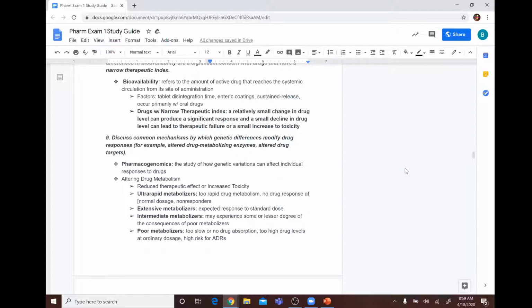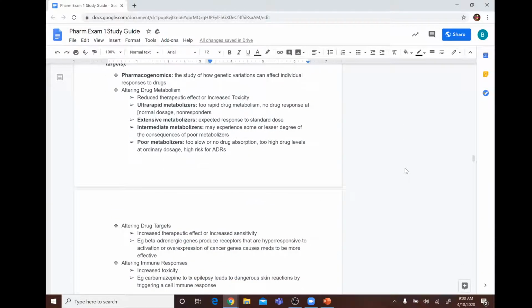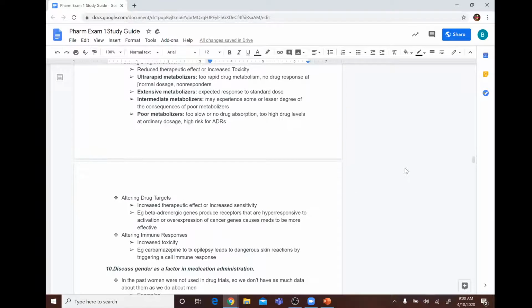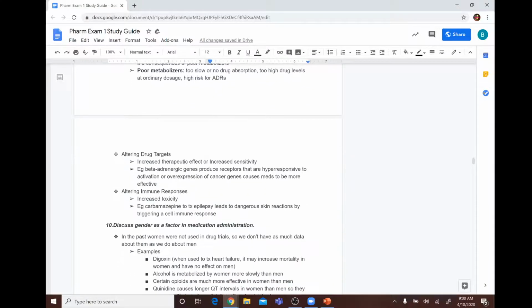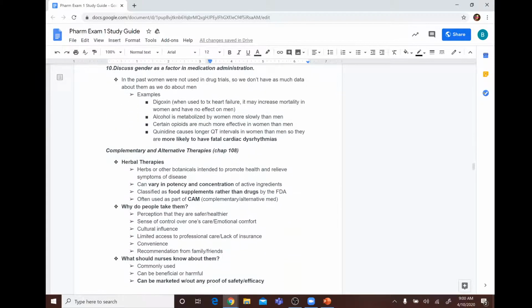What are intermediate metabolizers? May experience some or lesser degree of the consequences of poor metabolizers. What are poor metabolizers? Too slow or no drug metabolism, too high drug levels at ordinary doses, increased risk for ADRs.